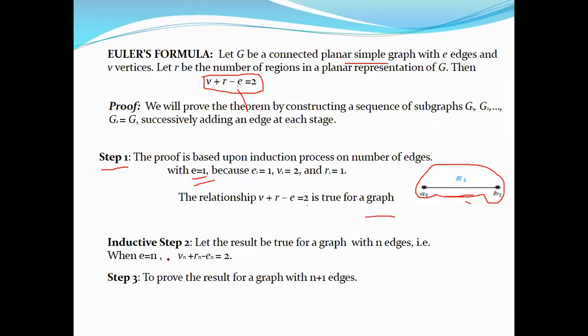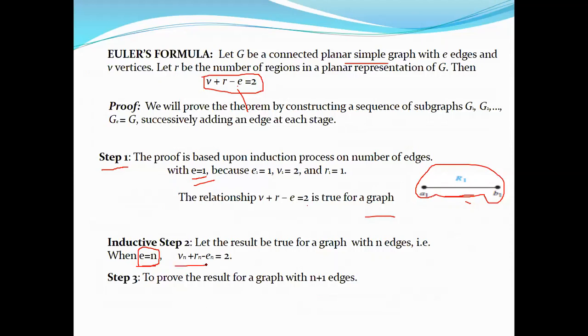The second step of the induction process is we assume it for some number. So let the result be true for E equal to N. This N is just for the induction process; otherwise, the number of edges is E. That means we are taking the number of edges to be N here.